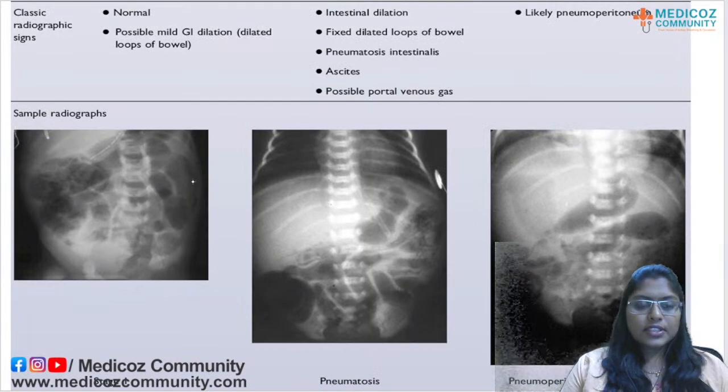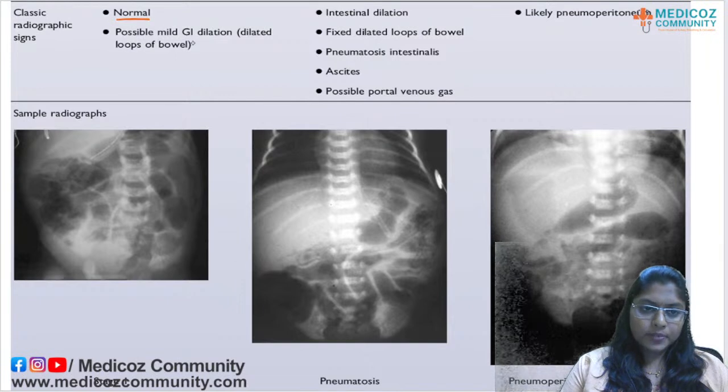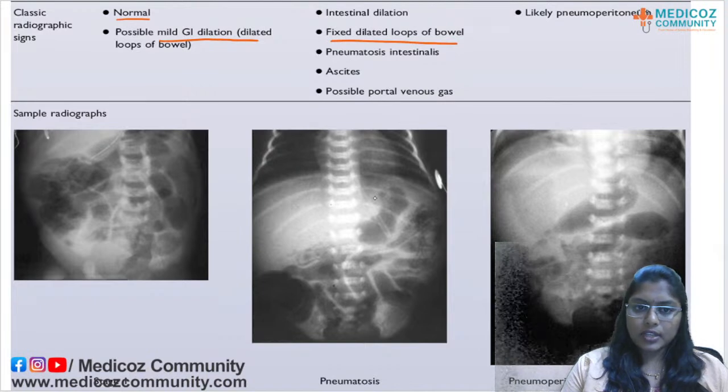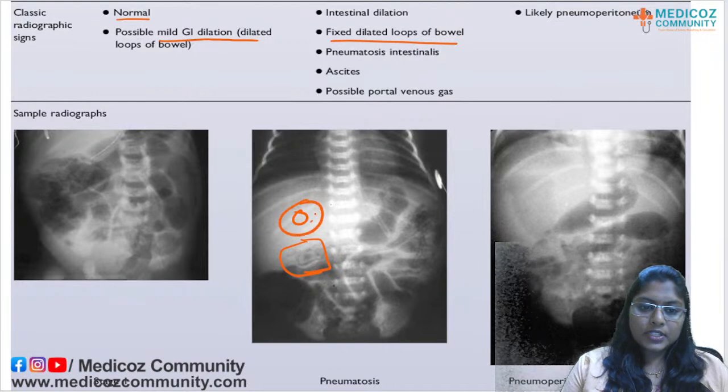The classical radiographic signs for necrotizing enterocolitis: in initial periods it may be normal, or there will be mild gastrointestinal dilatation, that is dilatation of the bowel loops. Later there will be more intestinal dilatation and fixed dilated loops of bowel will be seen in the x-rays even after 6 hours or 24 hours. There will be pneumatosis intestinalis, that is there is air. In this image we are able to see there is air within the bowel wall, which is seen as dark areas here. This is the air, pneumatosis intestinalis.